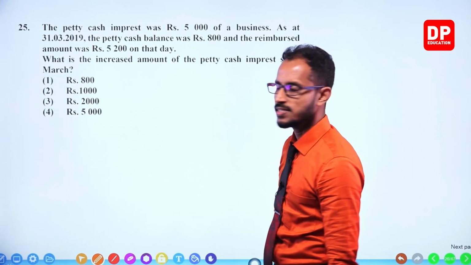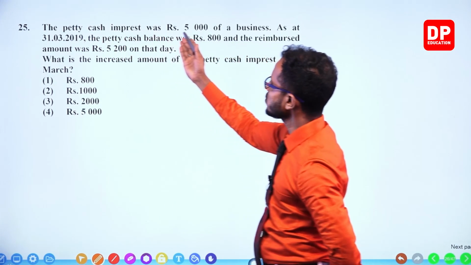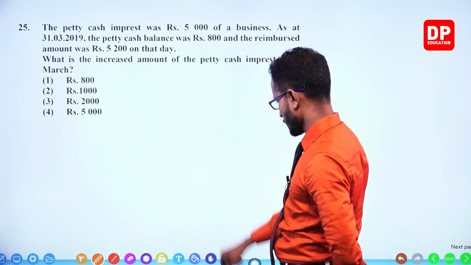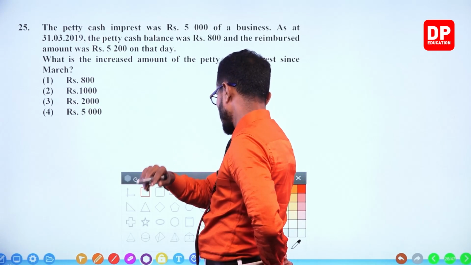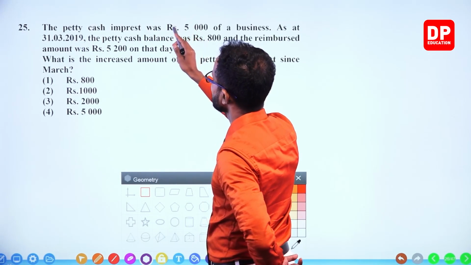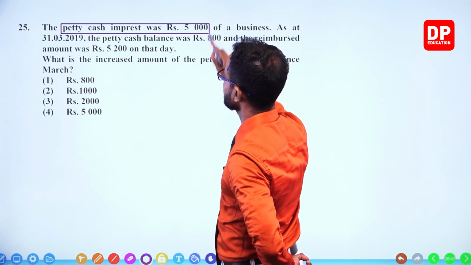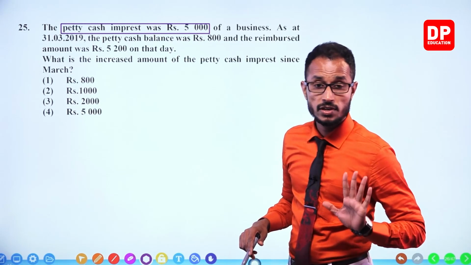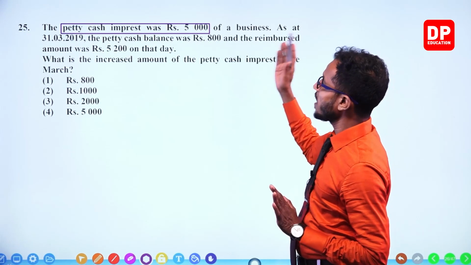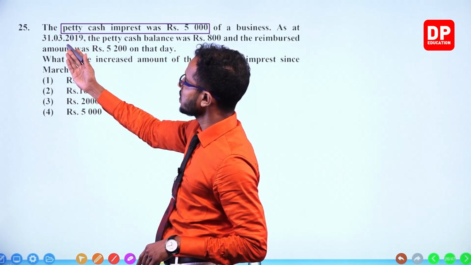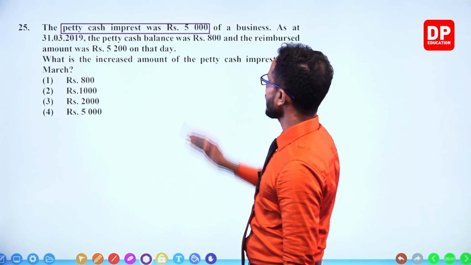Now, what is that? Petty cash imprest was 5,000 of a business. Circle it. Keep it in a box. Petty cash imprest is 5,000 only, okay? What do they say after that? As at 31st March 2019, petty cash balance was 800.